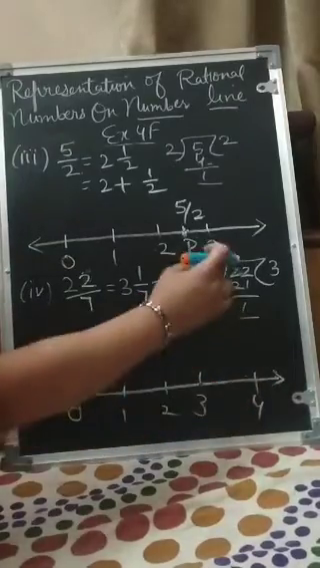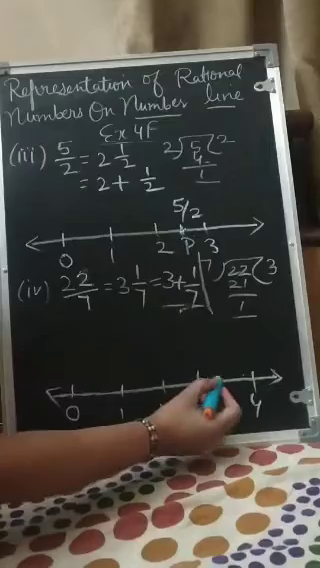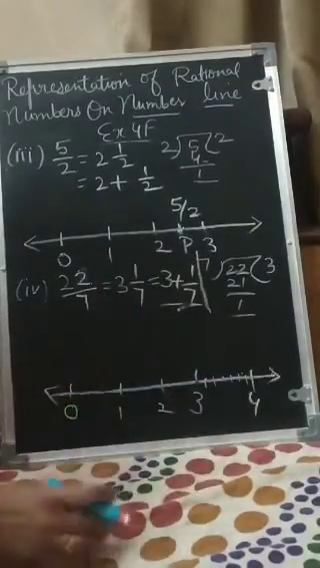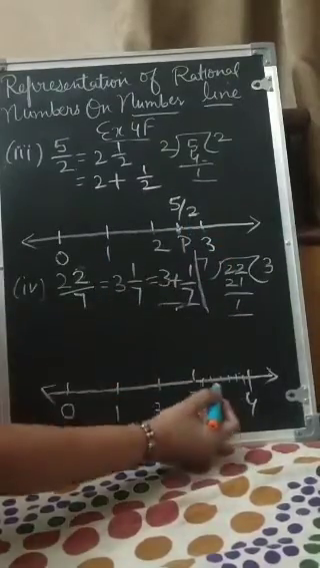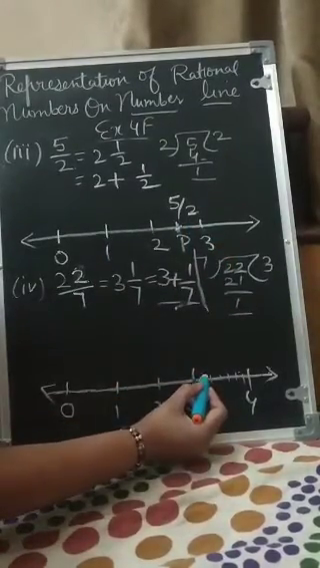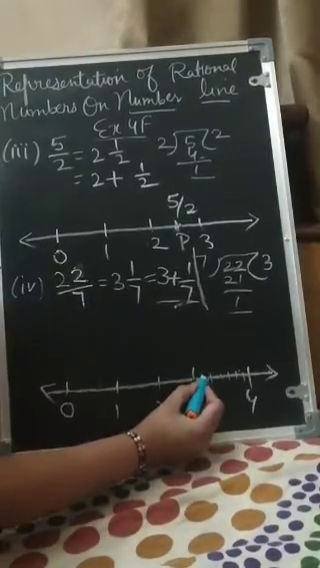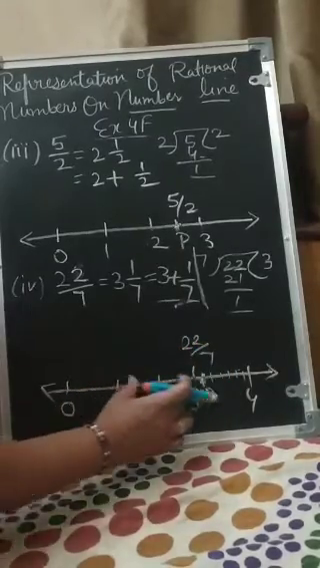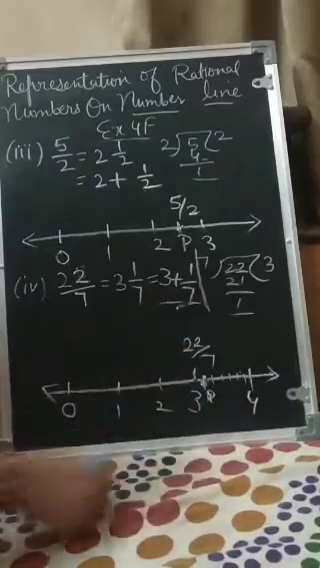Now here we have to take 7 parts because it is 1 by 7. 1, 2, 3, 4, 5, 6, 7. Now out of 7 we have to reach up to 1 only. Means this is 1 by 7, this point. And it is 22 by 7, means 3 plus 1 by 7. This point P is 22 by 7.